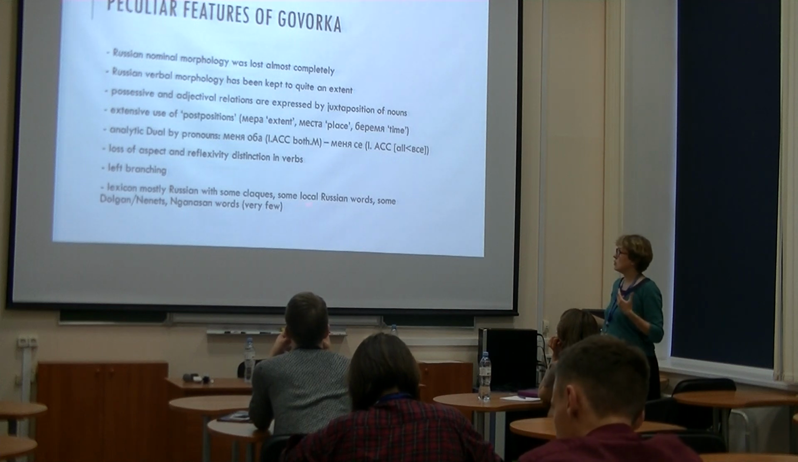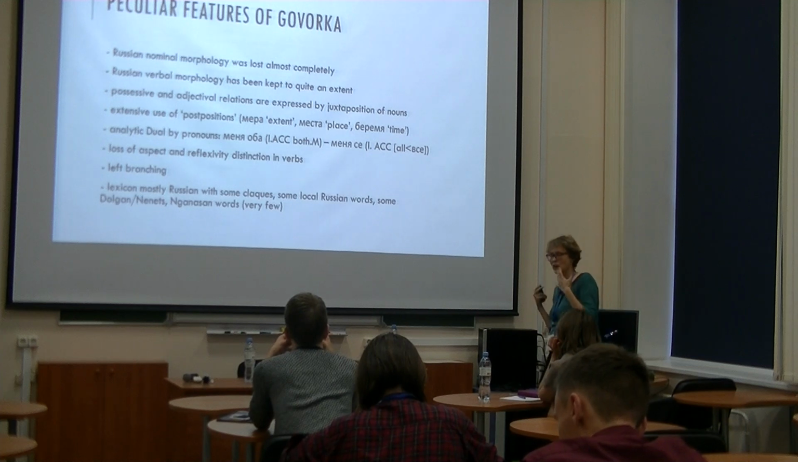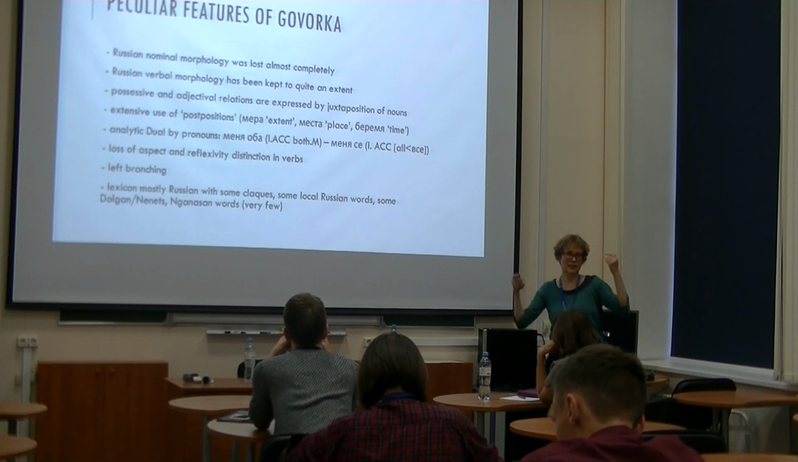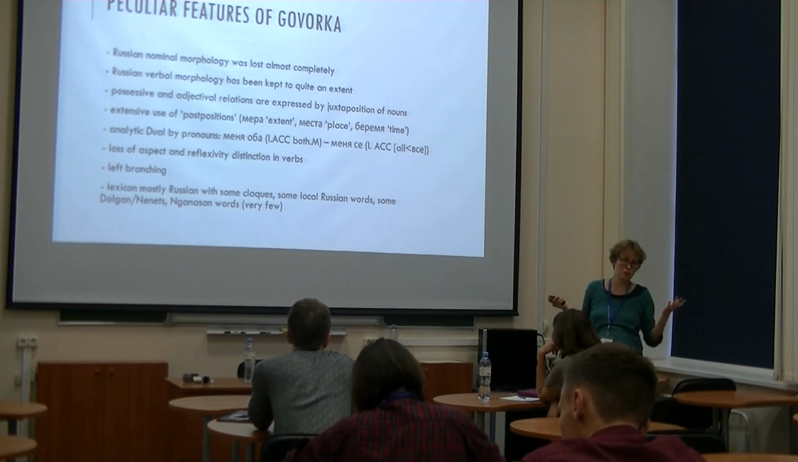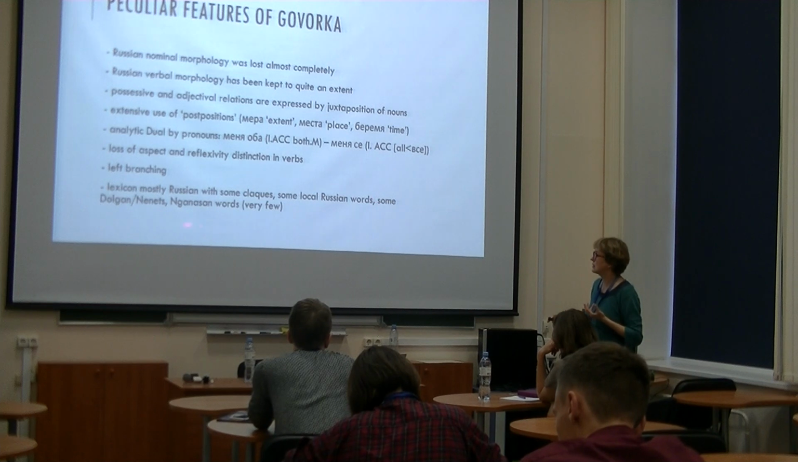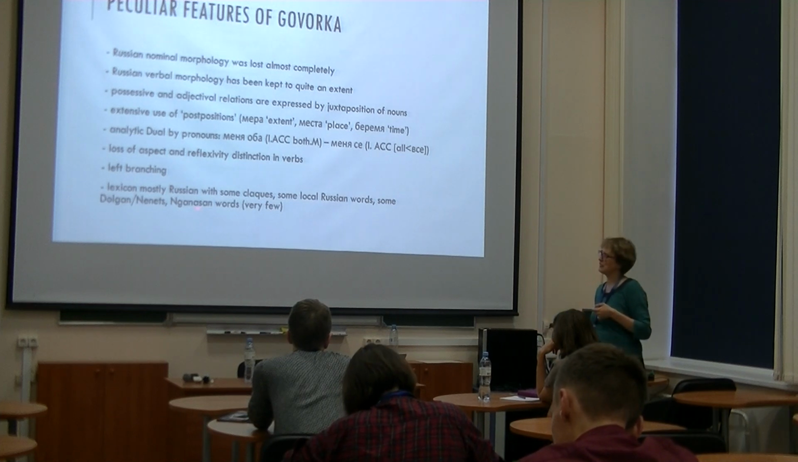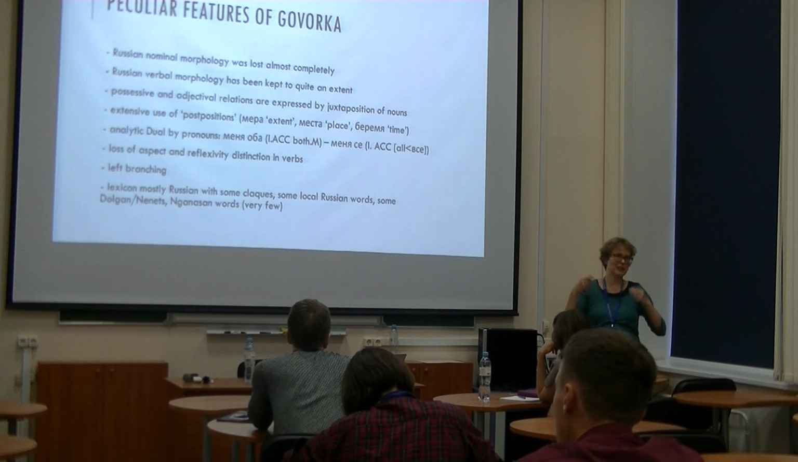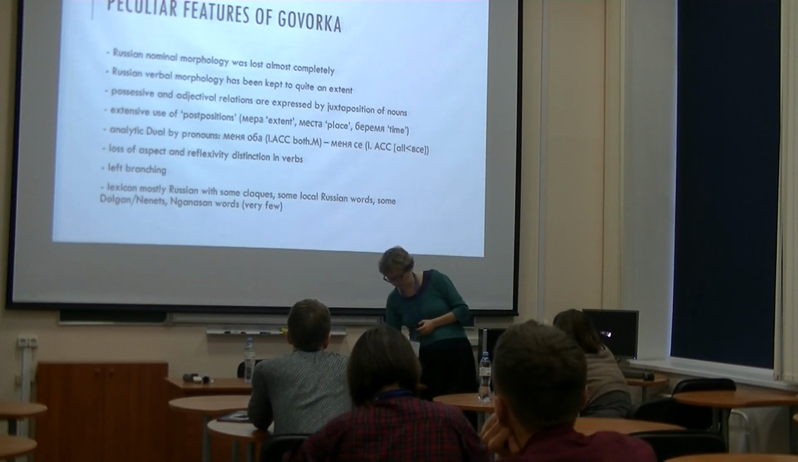And there are some words which are local Russian, which we as speakers of standard Russian find hard to understand, but there is nothing particular in them, and they can be easily found in just dialectal dictionaries of Russian, of northern dialects. There are some very few Dolgan, Nenets, or Nganasan words, and these are the most interesting parts for the linguists because they are used to try to reconstruct how this Govorka emerged.